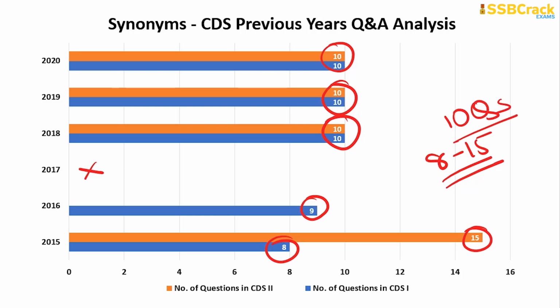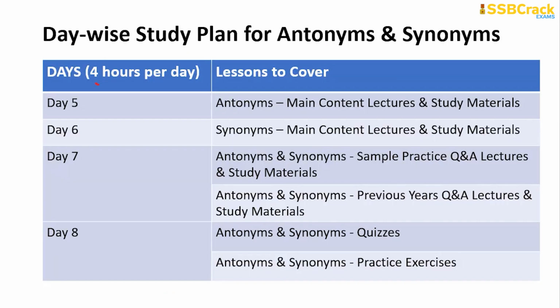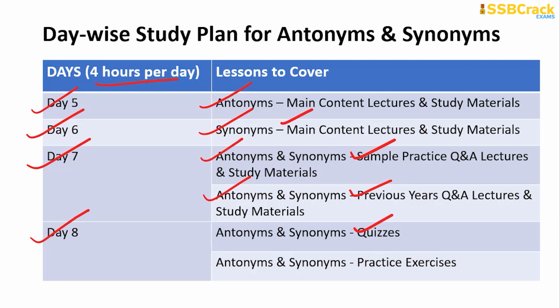Okay, so if you're taking antonyms and synonyms together, then you will need 4 hours per day. Day 5 to complete the main content lectures and study materials of antonyms. Day 6 you need to complete the main content lectures and study materials of synonyms. Day 7 you need for completing the sample practice Q&A lectures and previous year's Q&A lectures and their study materials for both antonyms and synonyms. And on day 8 you need to complete solving the quizzes as well as the practice exercises of both the topics, that is antonyms and synonyms.